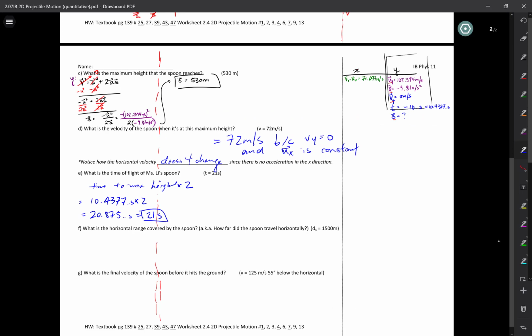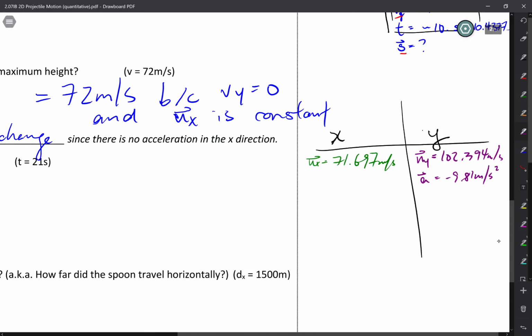And that is assuming what happens if you did not find the time it took the object to go up to the maximum height. Let's say you didn't know that was 10.4377. What could you do otherwise? I'm going to go back to my trusty little table and draw it again for this problem because some values will be different. So here's my reproduced table.